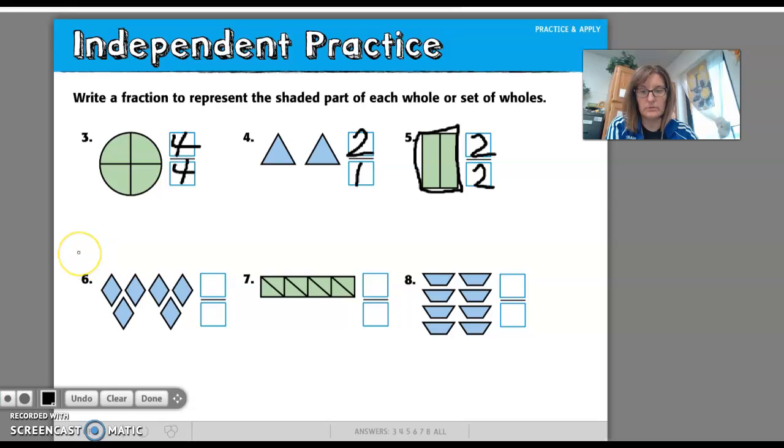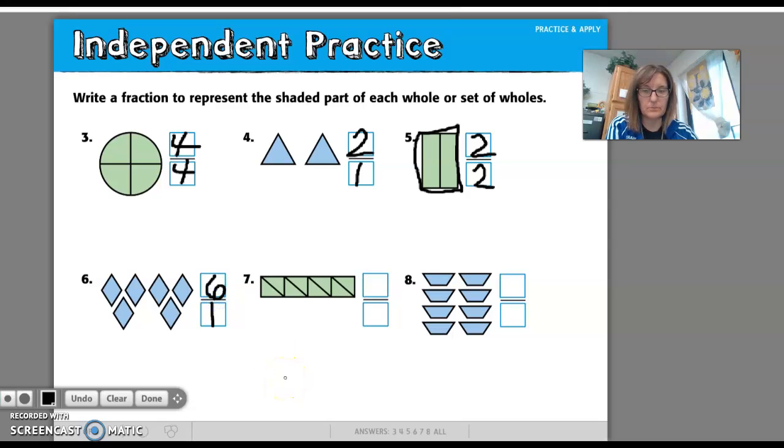Moving on to the next one. What shape do we have? I see a rhombus. Actually, I see 6 rhombuses, and they are not cut into pieces. They're whole rhombuses. They each have one piece. Now let's count how many rhombuses there are. 1, 2, 3, 4, 5, 6. So I have 6 whole rhombuses.